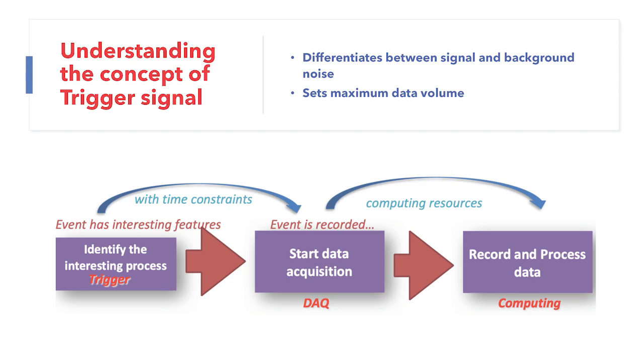It is not going to capture the data every time. Whenever two particles collide, there will be an electronic pulse or a signal that tells the system, okay, now open the window, capture the data, and once the window is closed, drop whatever is coming from the experiment. There are different classes and types of triggers; I'll give you the simplest example. Broadly speaking, the trigger has two basic roles: differentiate between the signal and background noise, and the second, set the maximum data volume.